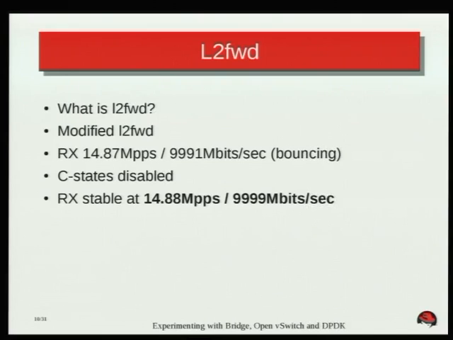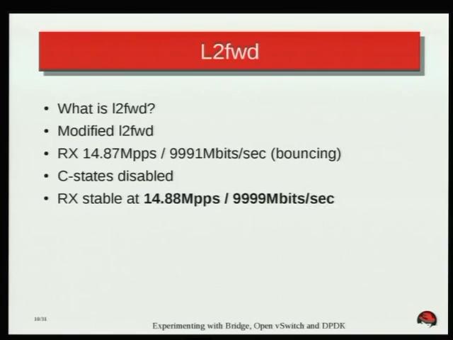Okay, modify it. Why I need to modify it? Because I want to have a baseline, and the L2 forward is changing the destination MAC address. I don't want any CPU processing happening at this point. I just want a simple receiving here and pushing the same packet there. I don't need any changes. So I changed the L2 forward application to simply not change anything in the packet.